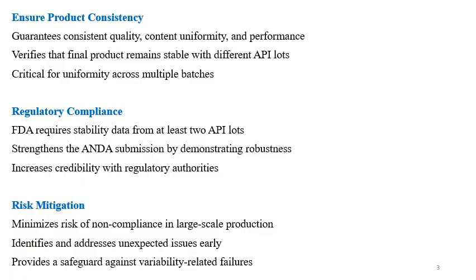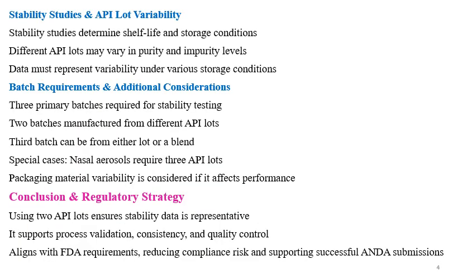Regulatory compliance: FDA requires stability data from at least 2 API lots. It strengthens the ANDA submission by demonstrating the robustness of the process. It increases the credibility with regulatory authorities, and it helps with risk mitigation. It minimizes the risk of non-compliance in large-scale production, identifies and addresses unexpected issues at an early stage in the process validation, exhibit batch stage. It provides a safeguard against variability-related failures.